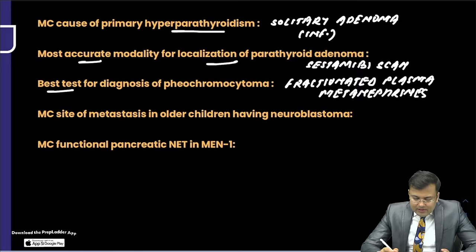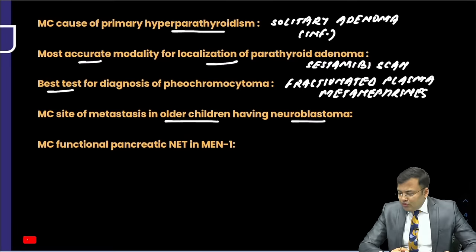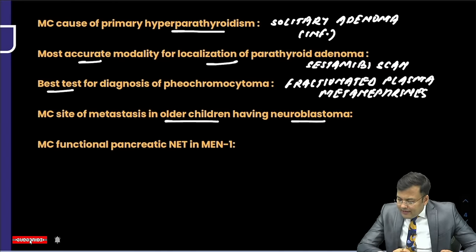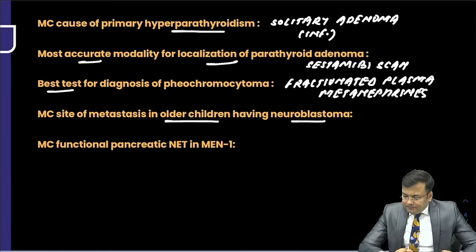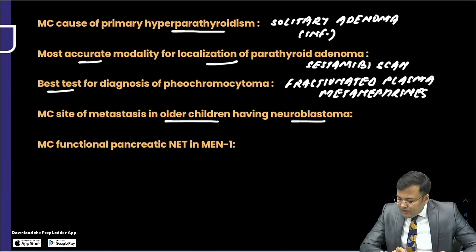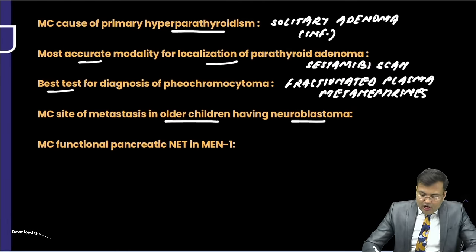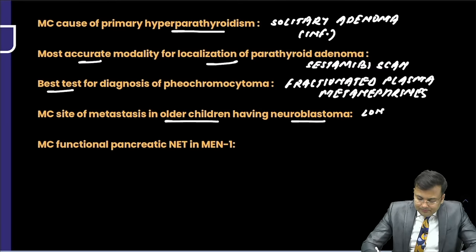Very good. What is the most common site of metastasis in older children having neuroblastoma? Let me see who's going to reply. Very good, Dr. Monica, first person to reply. Bones, which bones? Tell me, Monica. Most common site of metastasis in older children having neuroblastoma. Which bones? Long bones. Yes. It is the long bones.